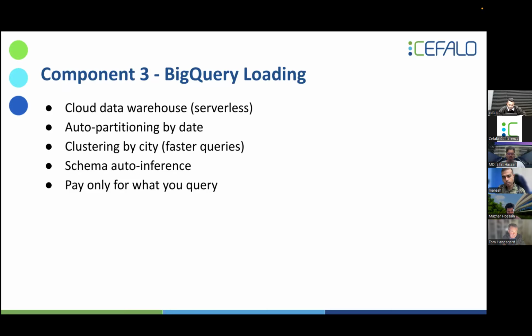And also it comes with clustering as well, which helps with faster queries. Also partitioning helps with faster query as well. Schema auto inference means if you insert data, let's say from a data frame, and you haven't created the table yet and you haven't defined any schema yet, BigQuery will be automatically able to determine the schema from it. So that's called schema auto inference.